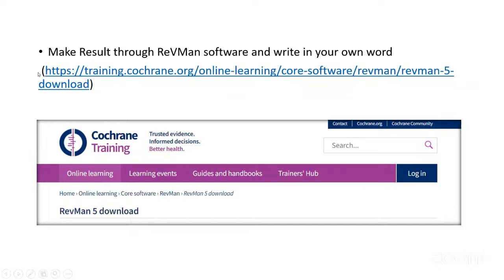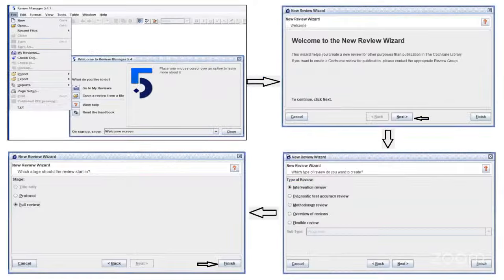So I showed you here the Cochrane training link, where you can get RevMan 5. This is the latest software. You can easily download it. This is free software. Now, after downloading, what will you do, how will you fit the data? In steps, I would like to show you here.